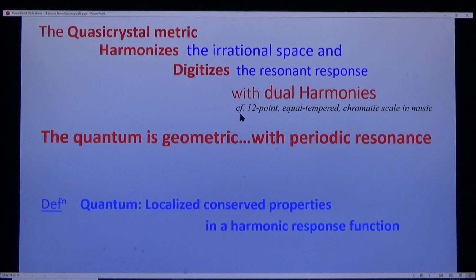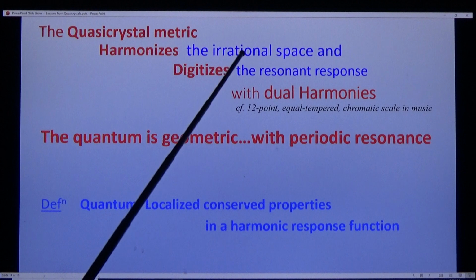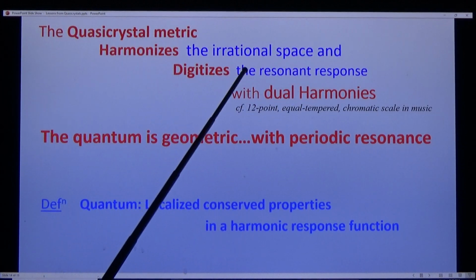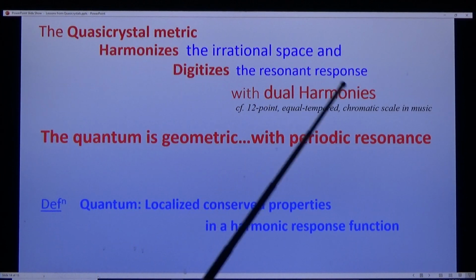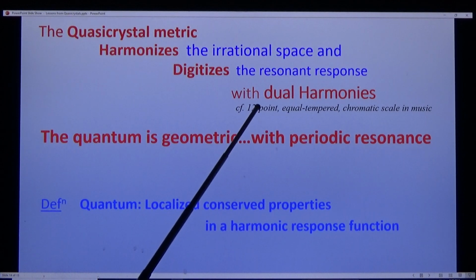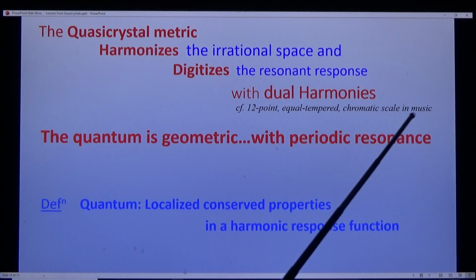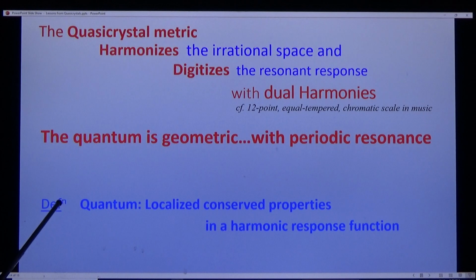We can summarize. The quasi-metric harmonizes the irrational space and digitizes the resonance response with dual harmonies. You can compare it to the 12-point equal-tempered chromatic scale in Western music. We can define the quantum. It's a localized conserved property in a harmonic response function.